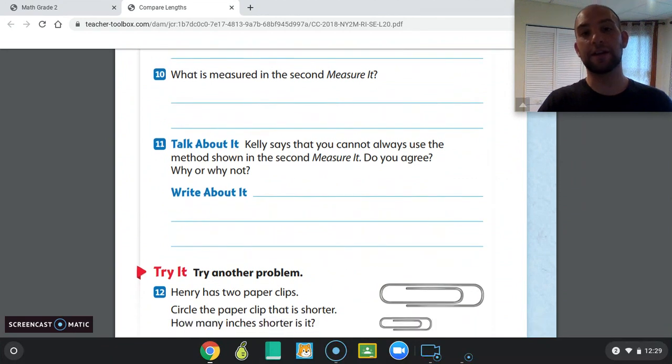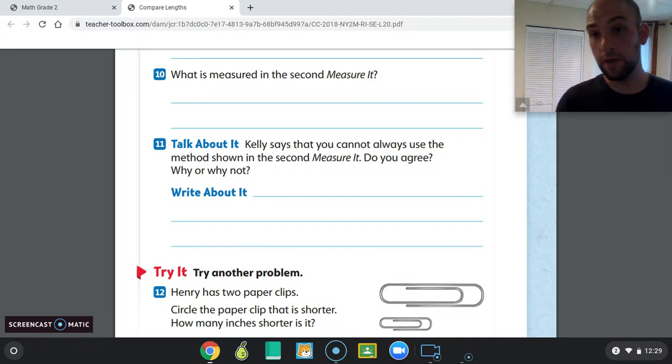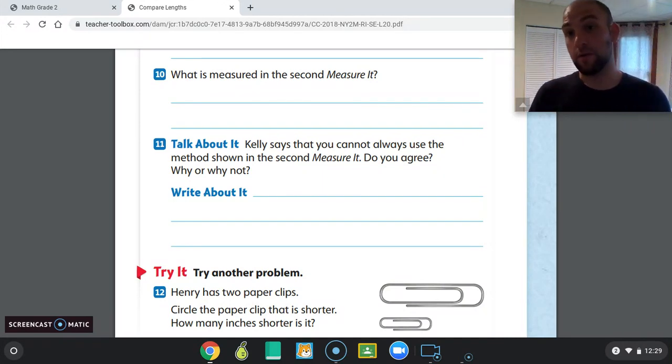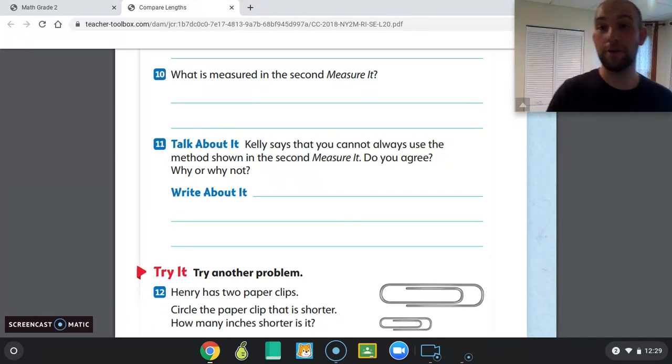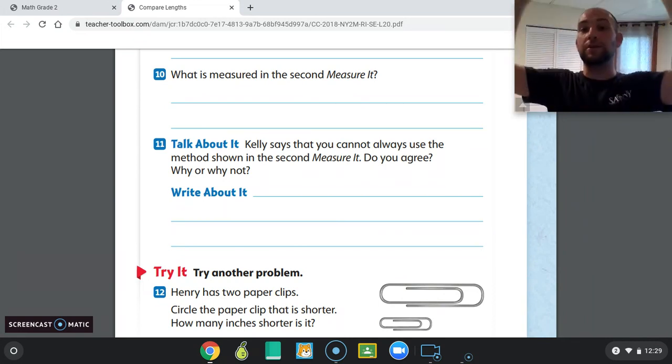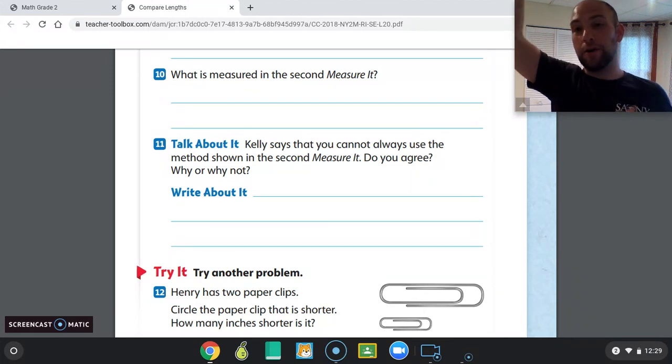So I think Kelly is right in saying that we cannot always use the method shown in the second measure it there, where we line the two objects up. We can't always line the two objects up right next to each other. Let's say we wanted to find the difference between the height of the Empire State Building and the height of the Eiffel Tower. So we couldn't go to France and go grab the Eiffel Tower and bring it here, and then go get the Empire State Building from New York City and bring it here and put them next to each other and go up with a ruler and measure our difference.